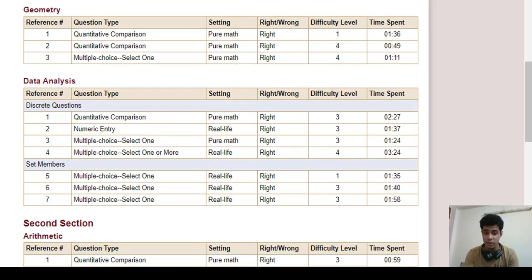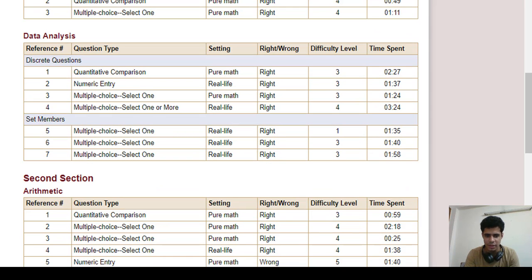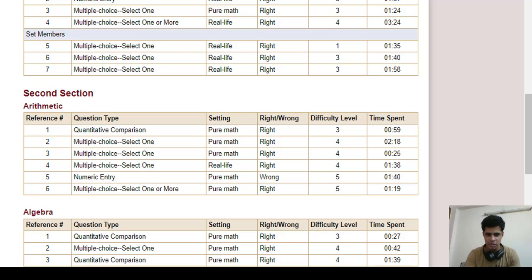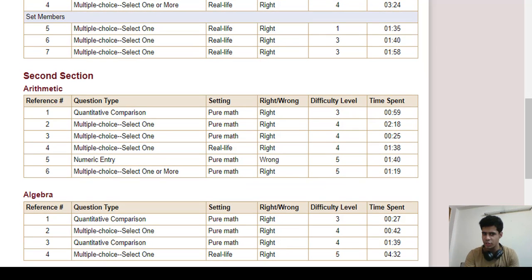Okay. Now let's look at the second section. Actually, I got my experimental section. In my case, it was a quantitative section, so they're not showing the results of that section. Maybe it would have gone better, I don't know. But this is the section that they chose to score me on. So this is the second one.